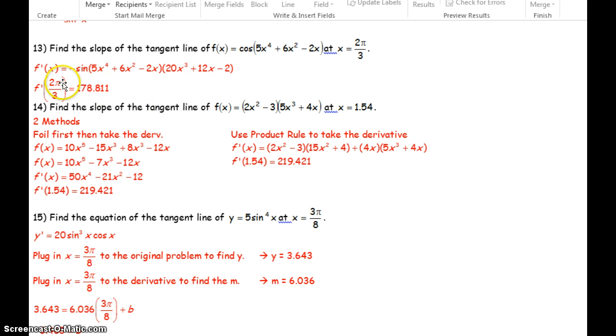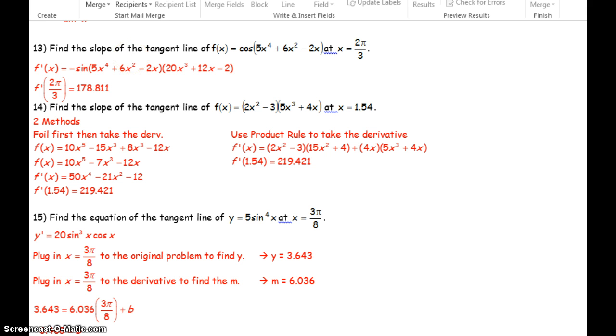All right, we take the 2 pi over 3, which they gave us. They want to know what the slope is at that x value. Plug it in, and then you get your 178.811. When you plug that in, you can plug the 2 pi over 3 in individually each time, or you can plug this in holistically. It's up to you on your calculator. Just make sure you do get that correct answer.